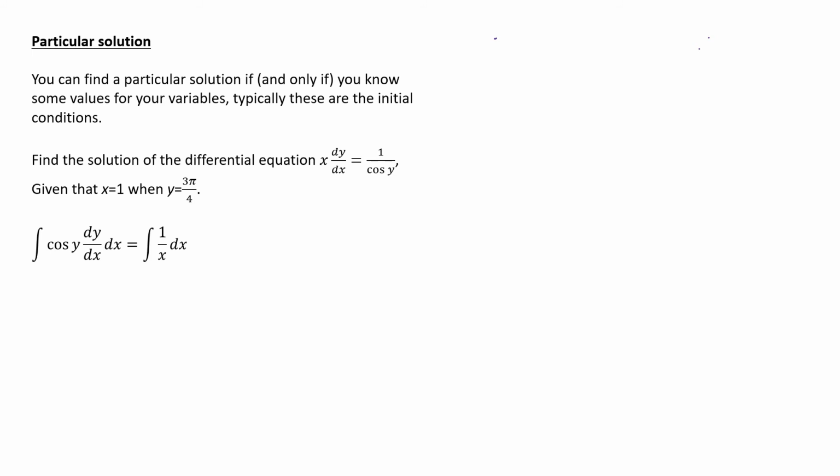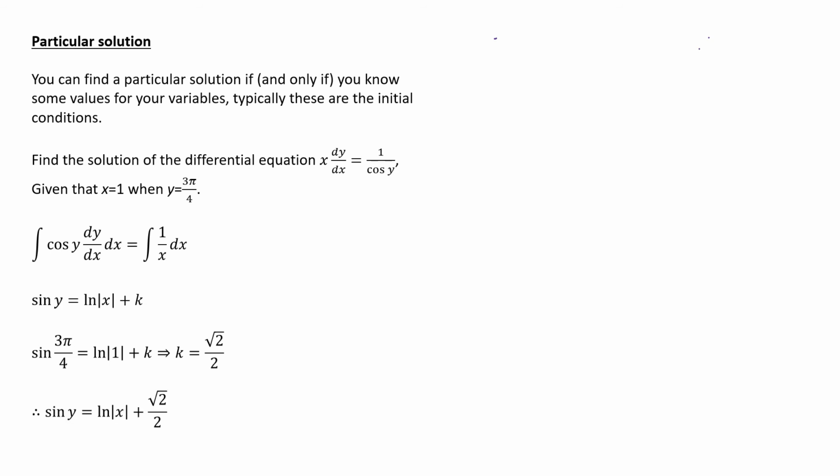Integral of cos, of course, is sine, so therefore the integral of cos y dy by dx is just sine y. Sine y equals ln mod x plus a constant. Notice I've introduced my constant, and now I use my values of x and y that I was given. Sine 3 pi by 4 is equal to ln 1 plus k, but ln 1 of course is 0, and the sine of 3 pi by 4 is either 1 over root 2 or root 2 over 2 if you prefer it that way. So therefore root 2 over 2 is equal to k.